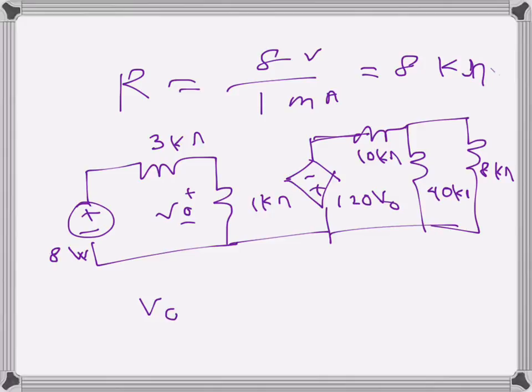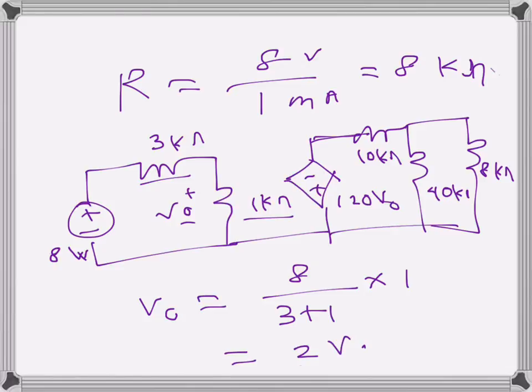So V naught here will be 8 divided by, we can just apply the voltage divider rule, so 3 plus 1 times 1. This is one resistance and this is another resistance. They are added and then multiplied by the resistance across which we are finding the voltage. So that will be 2 volts. That's the value of V naught. So this one will now become 240 volts.